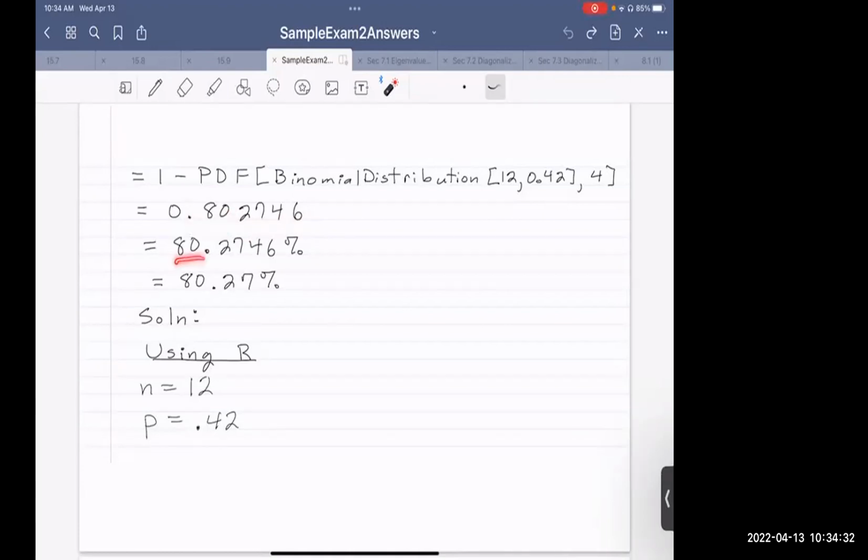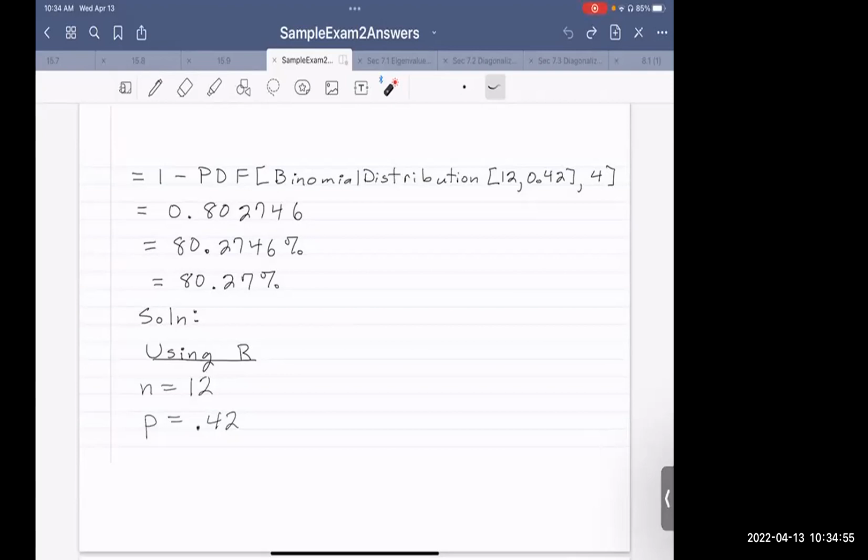So 80.2746%. Let me round to the nearest hundredth of a percent. So 80.27%. I could also use R. So if I was using R, then we will solve the problem in the following fashion.